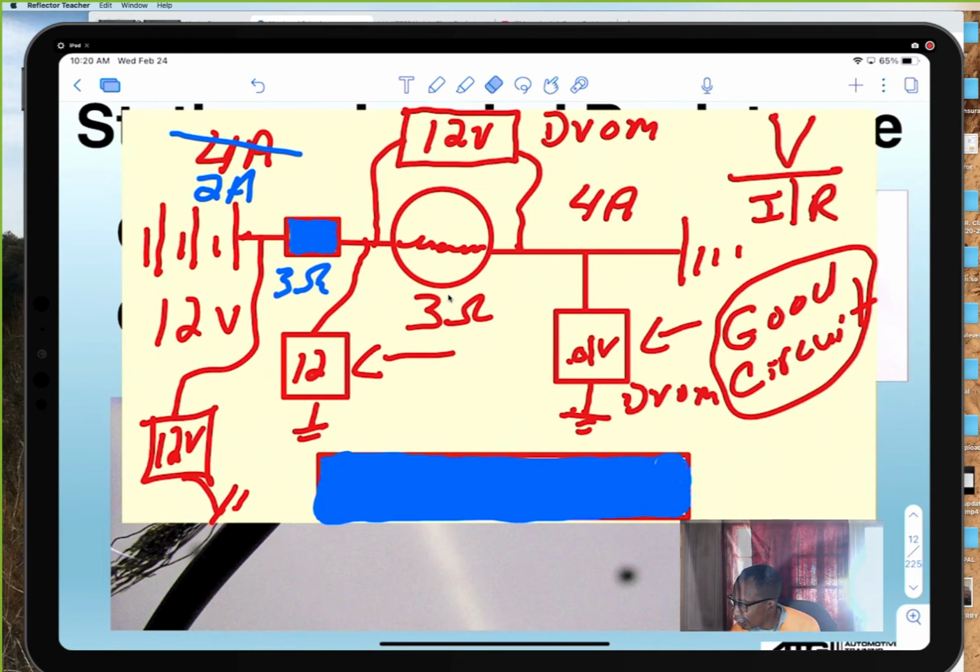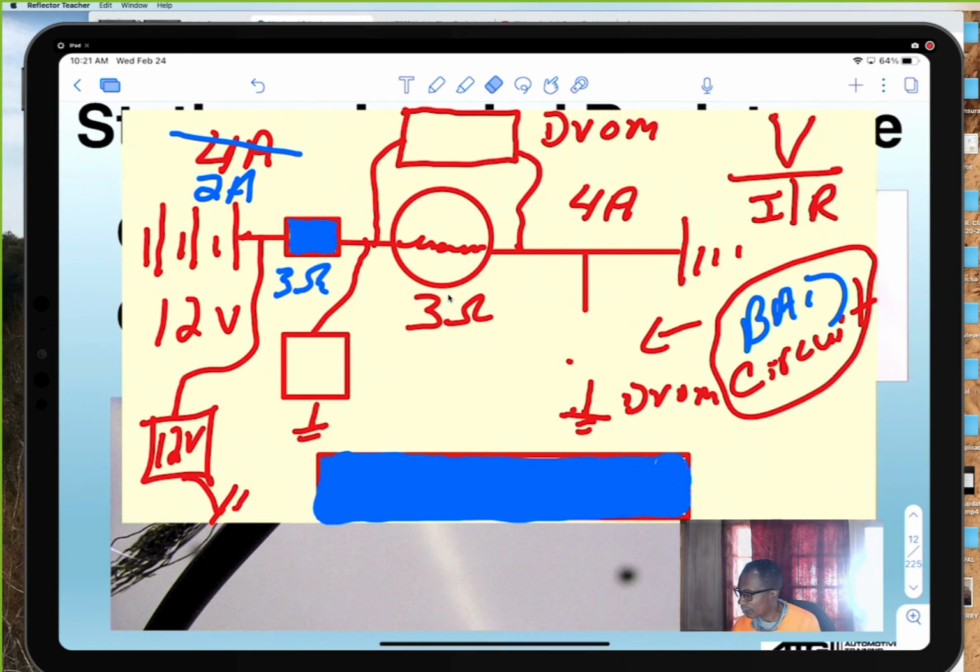But the whole circuit now just changed. We don't have a good circuit anymore. We have a bad circuit now. Our resistance went up and current went down. Remember we said before that teeter-totters, as resistance goes up, current goes down. But now, it's going to affect the bulb now. Let's say there's a light bulb in the car. It's going to affect this bulb now. So now we got 2 amps in the circuit.